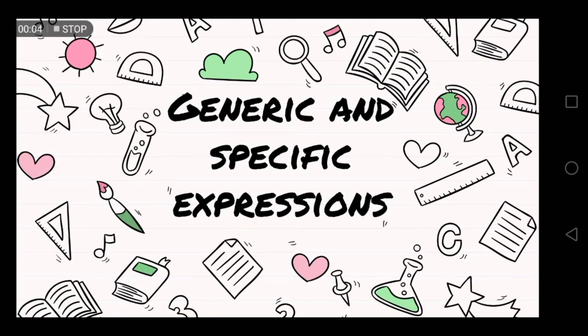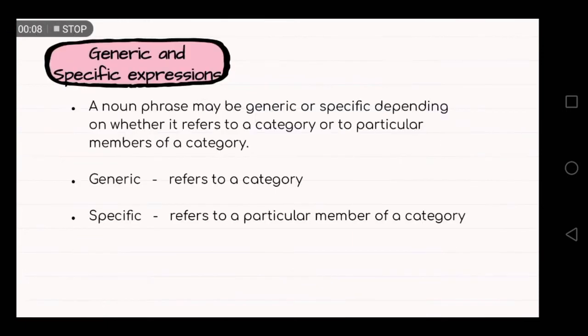We are now on the last category, which is the generic and specific expressions. In generic and specific expressions, a noun phrase may be generic or specific depending on whether it refers to a category or to a particular member of a category. So when it's generic, it refers to a category or the whole population. If it's specific, it refers to a particular member of a category or just a sample or just a part of the population.